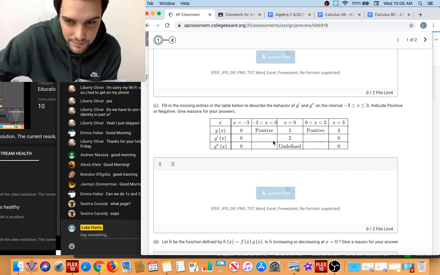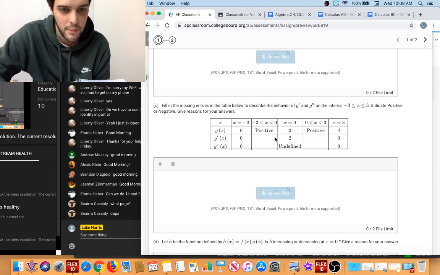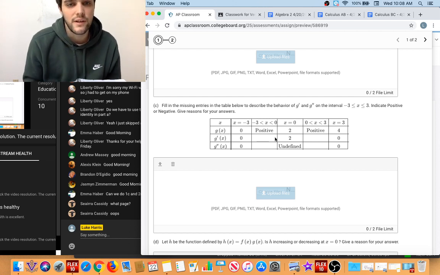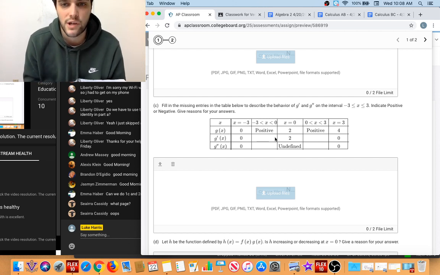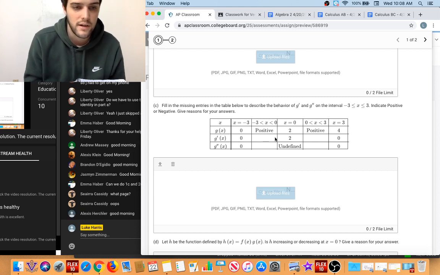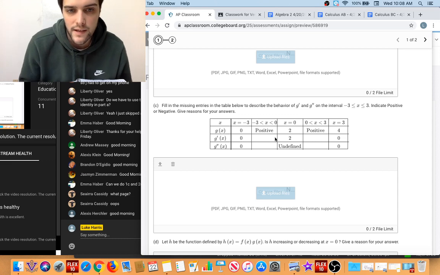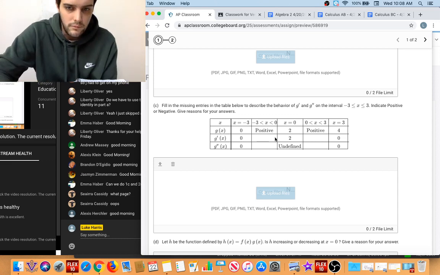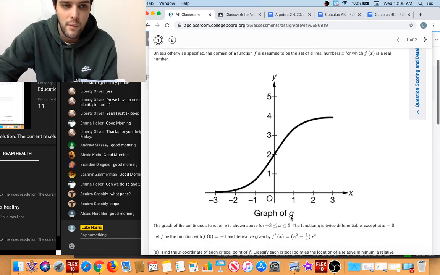Okay, so you guys should be able to see 1C on my screen now. Let's start there. It says fill in the missing entries in the table below to describe the behavior of g prime and g double prime on the interval -3 to 3. Good morning, Alexis. Indicate positive or negative. Give reasons for your answers. Okay. So you can see this all stems from the graph up here.